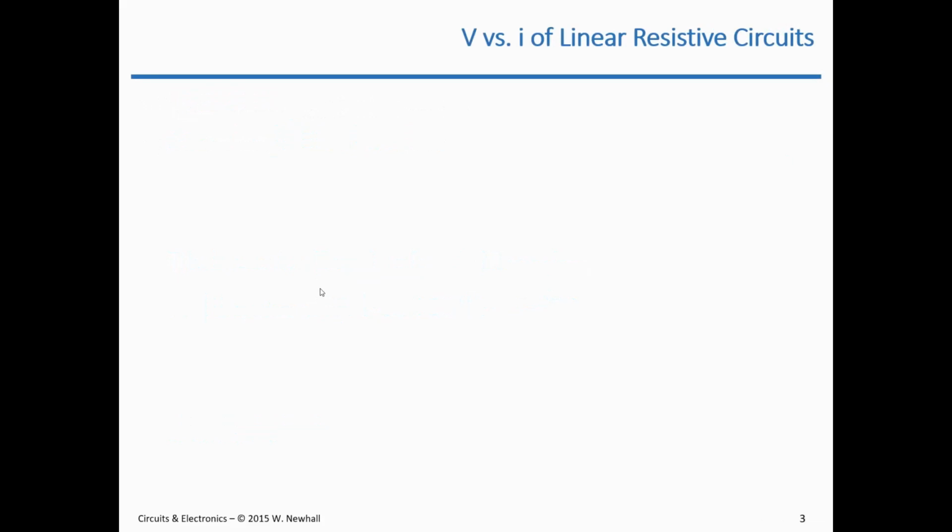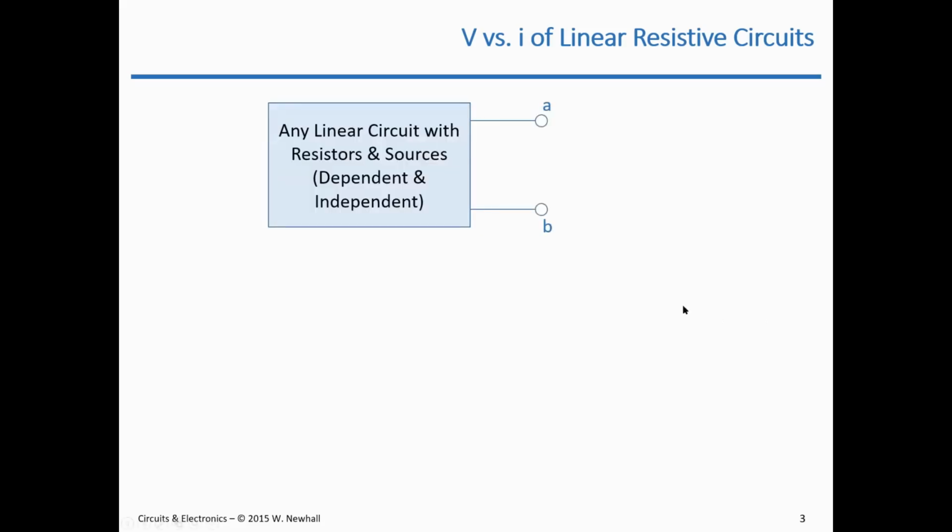With all of these linear circuits, and a linear circuit is any circuit such that when you connect a source to it, like a voltage source or a current source, it behaves linearly. Its voltage versus current looks like a straight line. Okay, so let's briefly talk about V versus I for linear circuits.